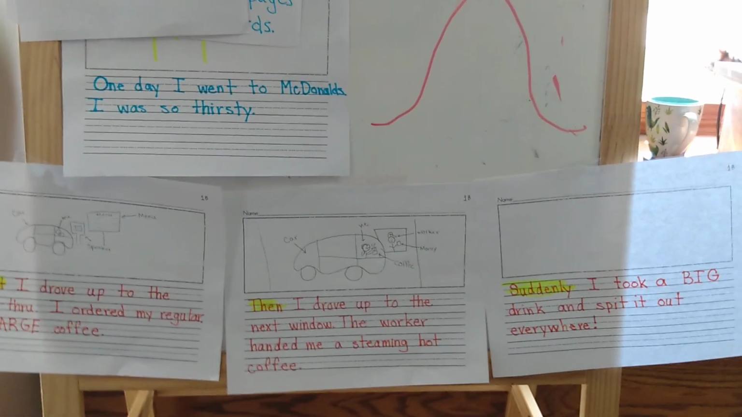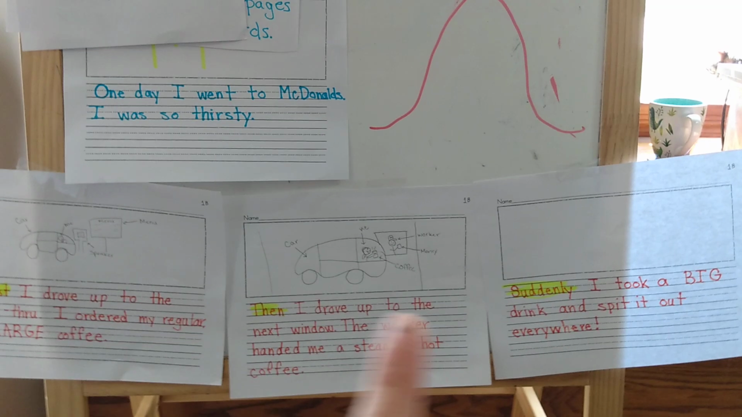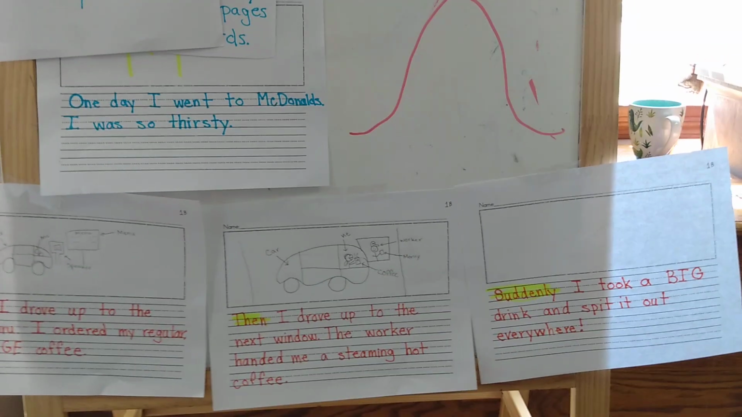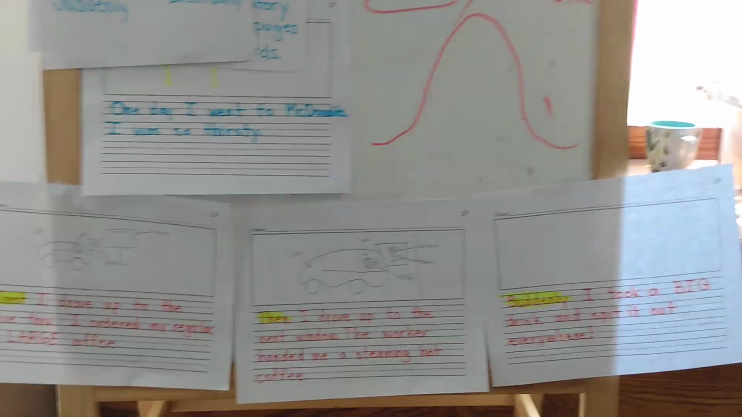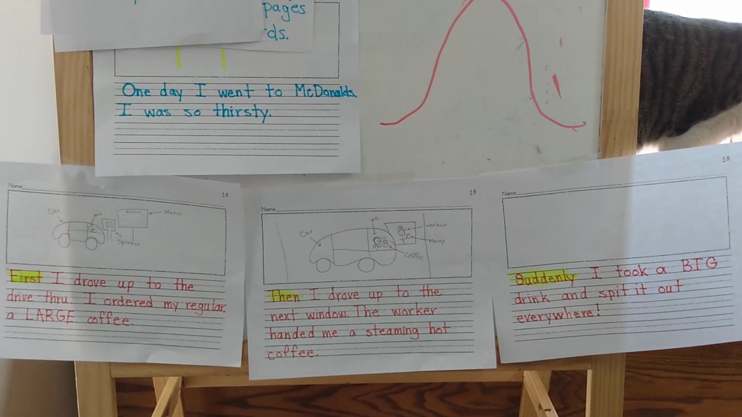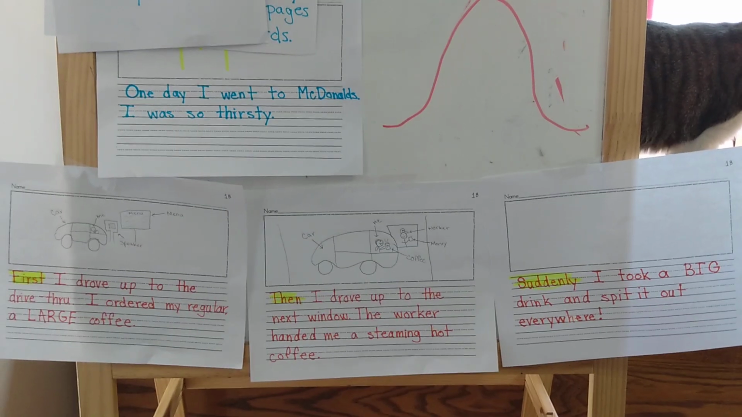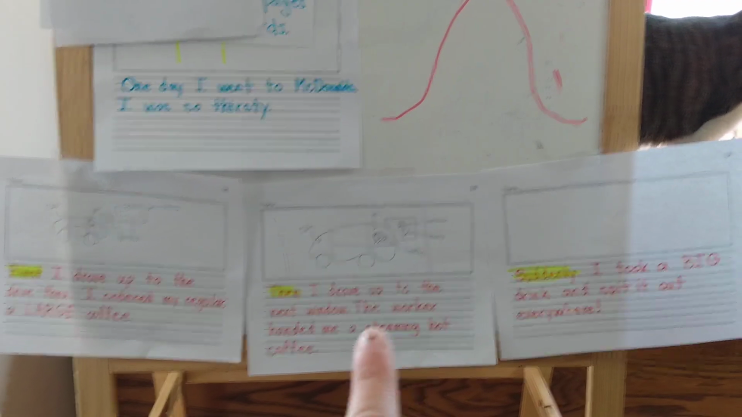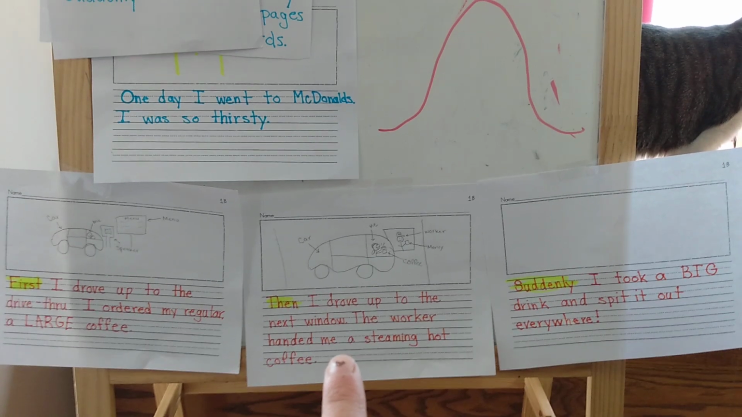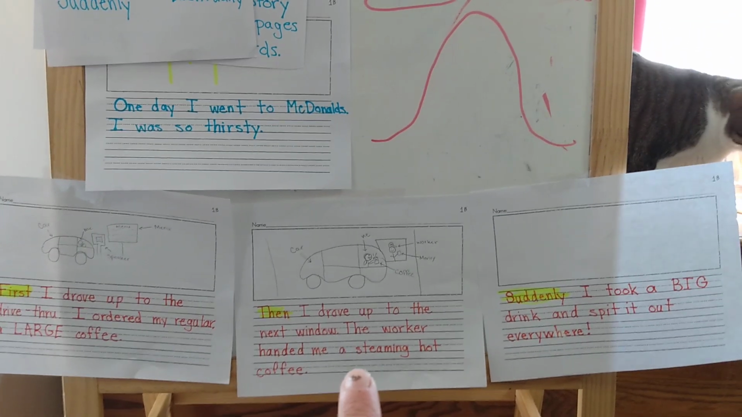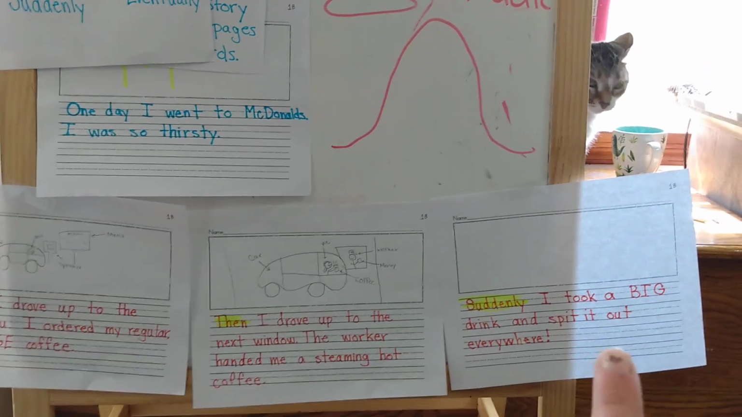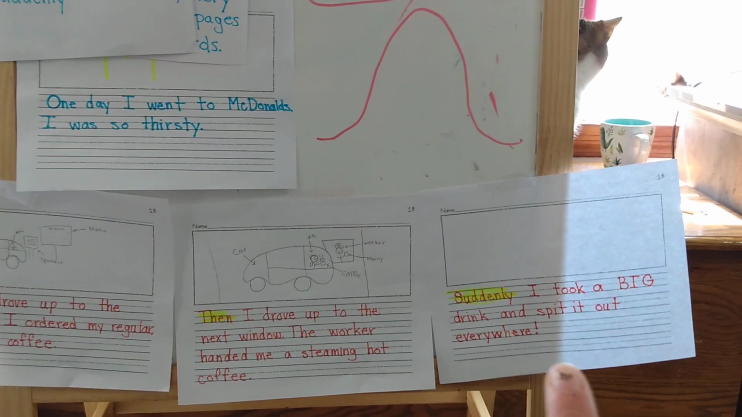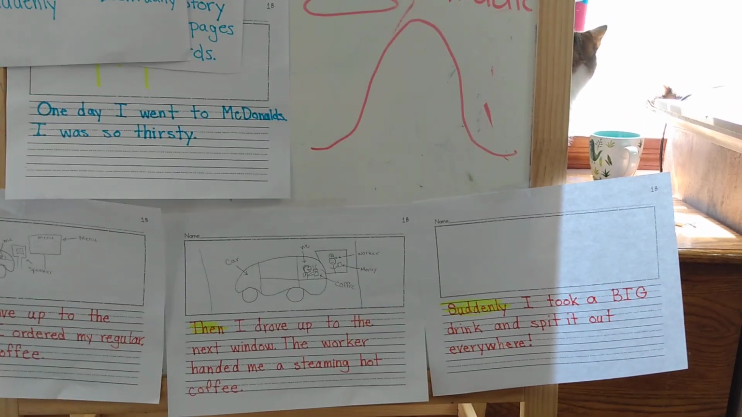So I'm going to go back and reread my whole story for you guys. That way we can see if it goes all together, and we can check over our work while we're doing it. So my story says, one day I went to McDonald's. I was so thirsty. First, I drove up to the drive-thru. I ordered my regular, a large coffee. Now I went to my next page. Then I drove up to the next window. The worker handed me a steaming hot coffee. Then I went to my third page. Suddenly, I took a big drink and spit it out everywhere.